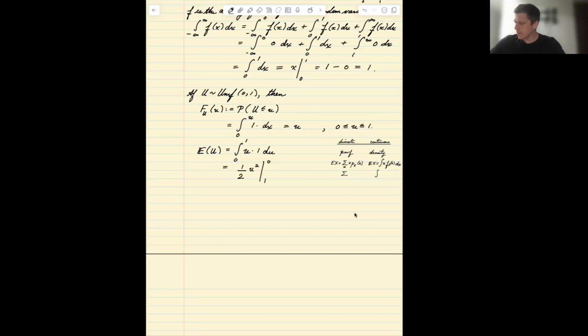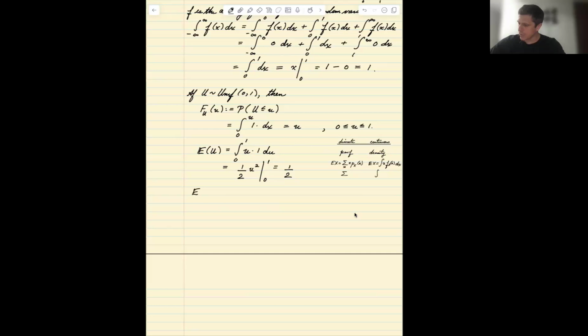The antiderivative of u is 1/2 u squared, and so with the limits of integration 0 to 1, we're left with 1/2. Not surprisingly, since we have an evenly balanced probability from 0 to 1, the expectation falls right in the middle by symmetry. But this is how you would calculate it.